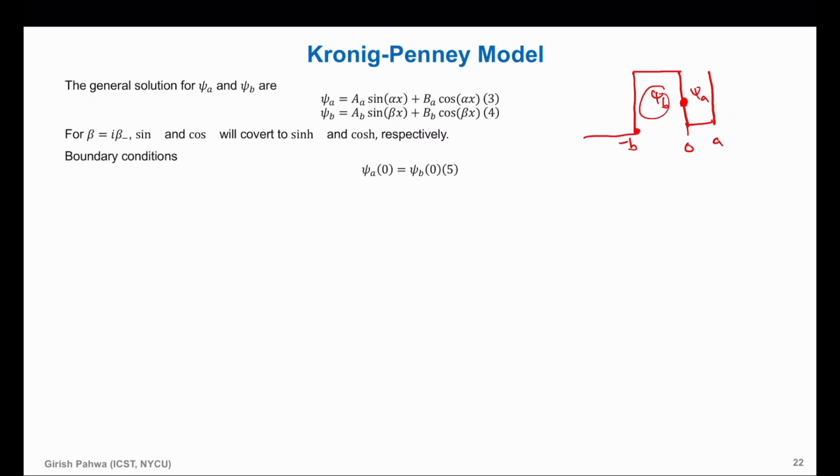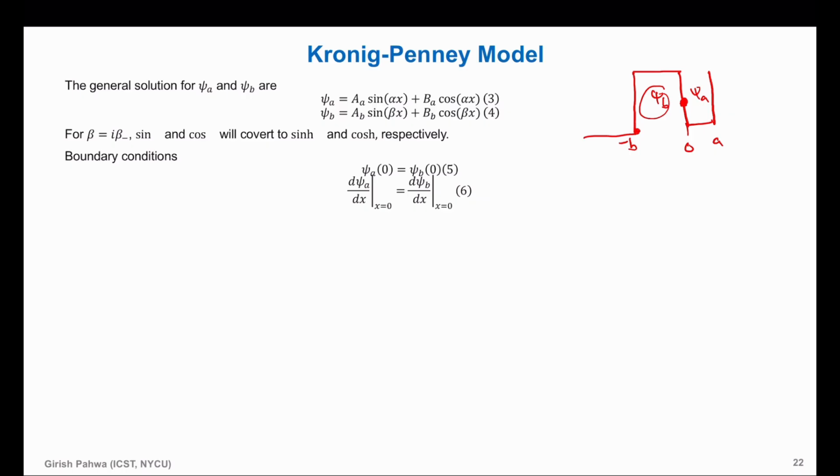Second thing, their derivatives also must be continuous. This d psi A by dx at x equal to 0 must be equal to d psi B by dx at x equal to 0. Why must the derivatives be continuous? For psi to be well behaved, continuity of psi is fine. Why should the derivative be continuous? Is it always that wave functions have continuous derivative? Not necessarily, but in this case it will be continuous.